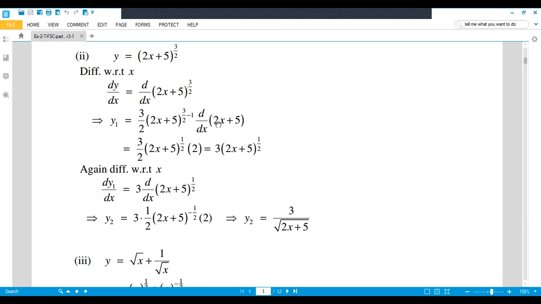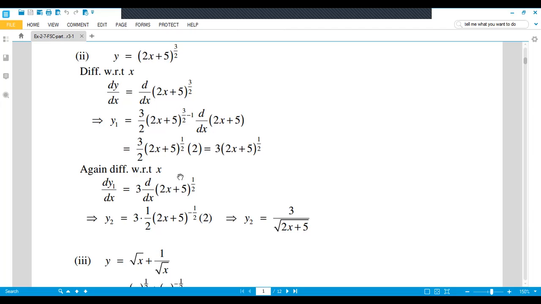So we will not write that, and here the derivative of x is 1, so 2 ones are 2 you get. This 2 and this 2, which is in the denominator, will cancel with each other. So you get 3 into (2x plus 5) power 1 over 2. So this is y1, the first derivative. Now differentiate again with respect to x.